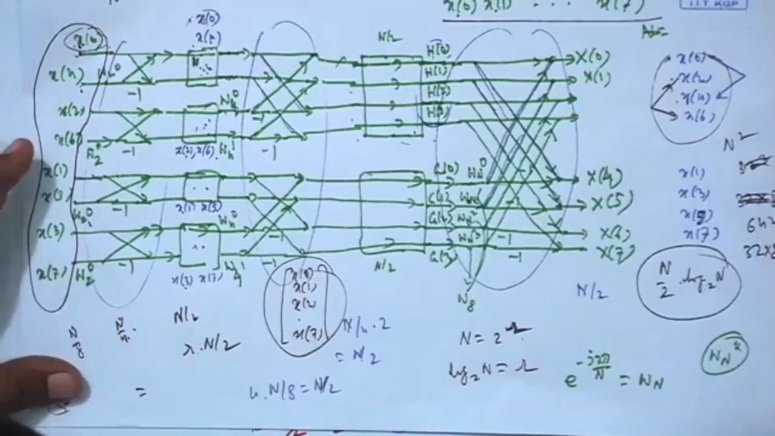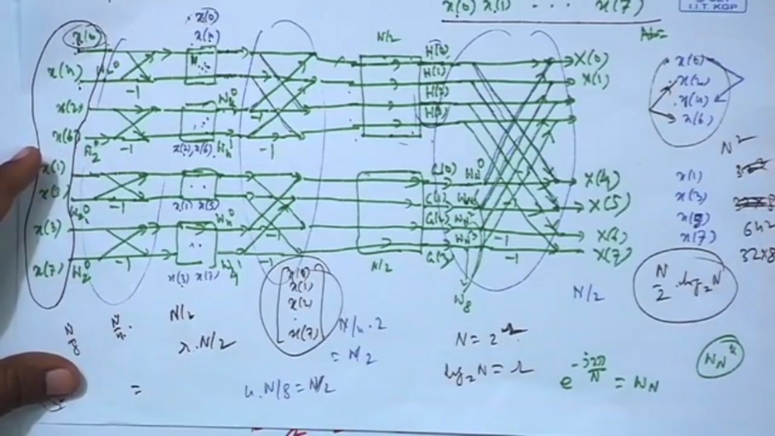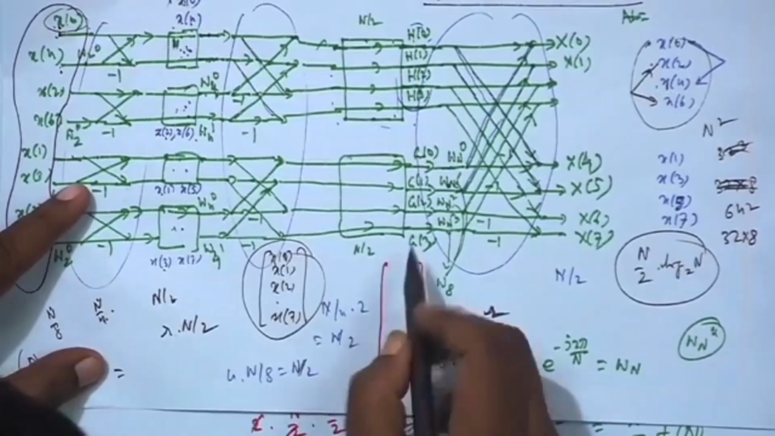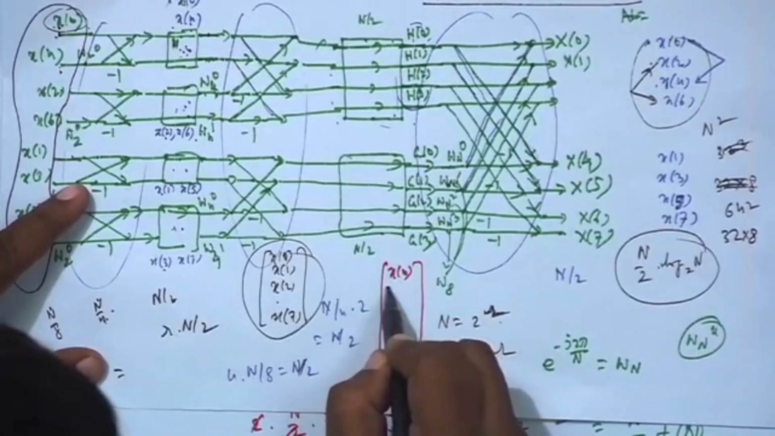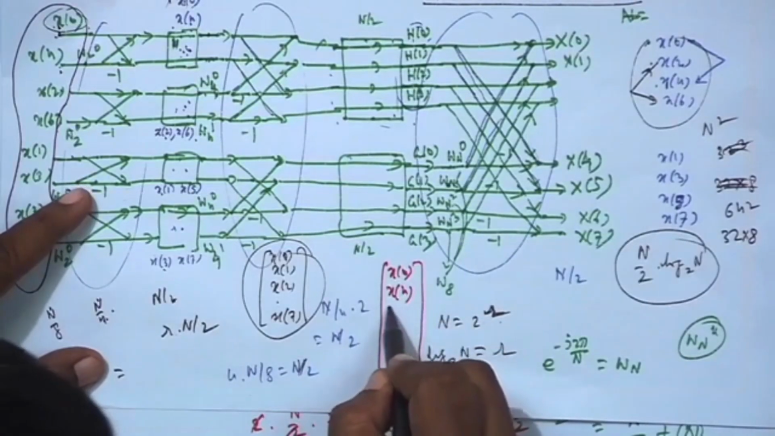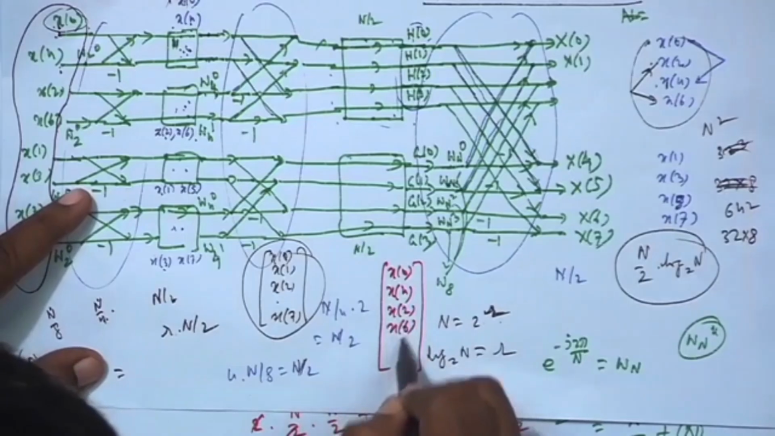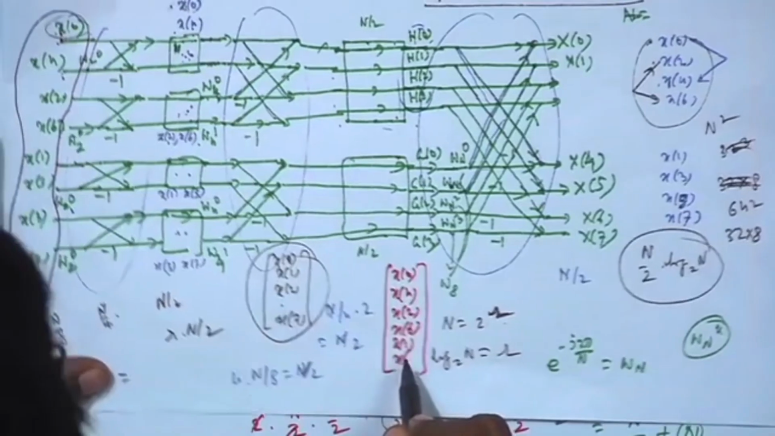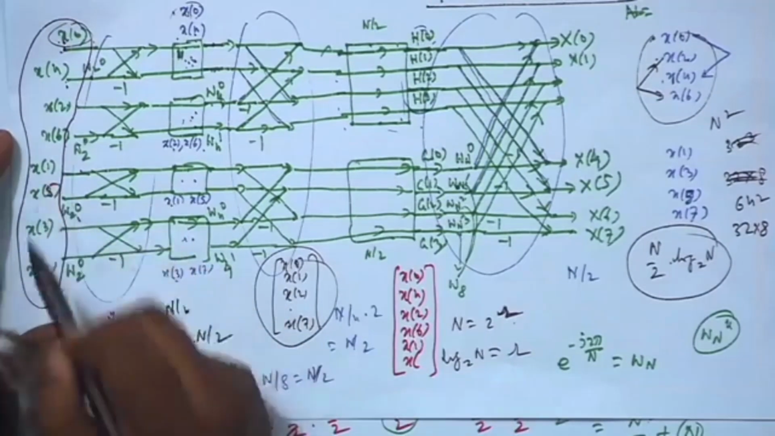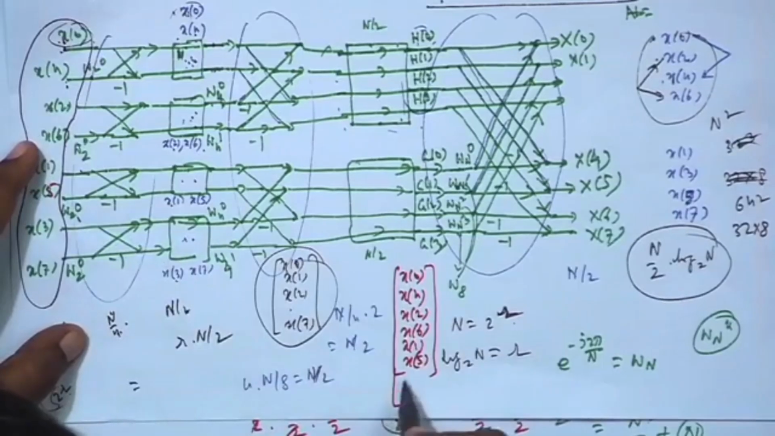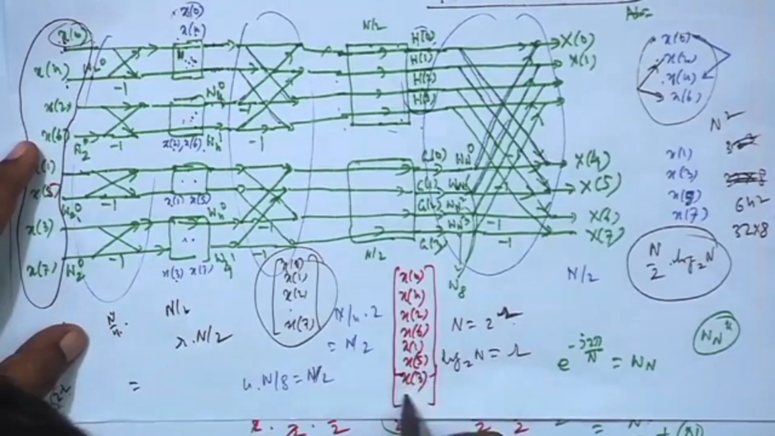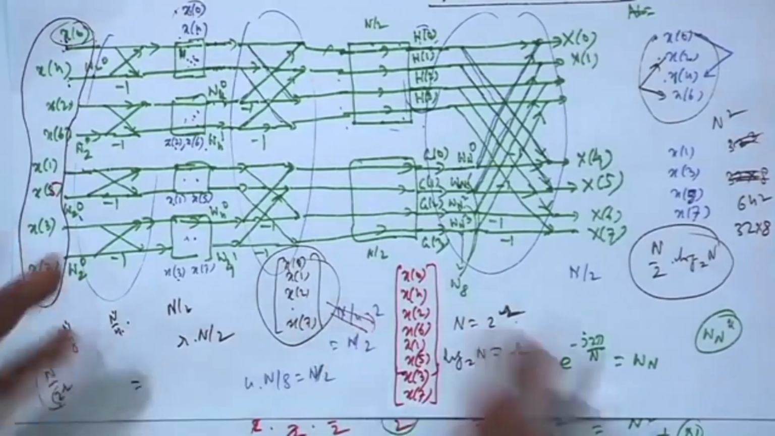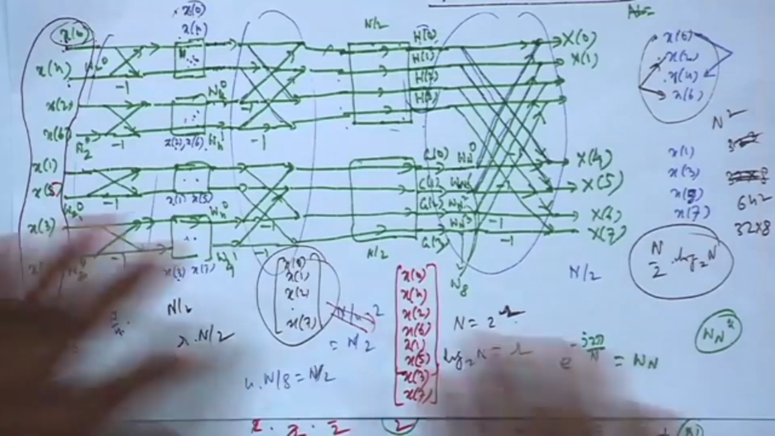This is different; I am writing here only. This is x0, then x4, then x2, then x6, then x1, then x3. It cannot be 3, it is 5, x5, then x3, x7. So, the whole order has got disrupted. So, the question is, what is this new order?